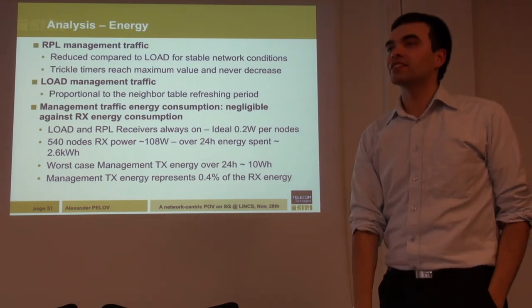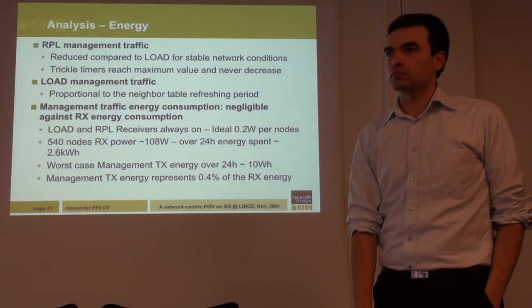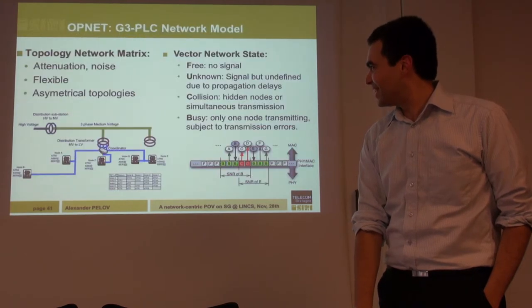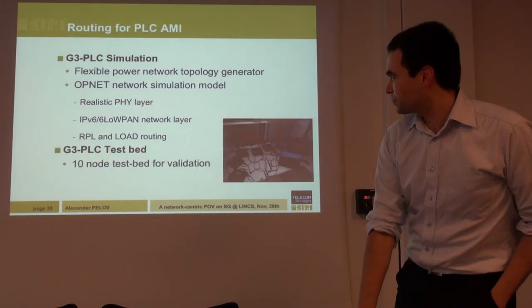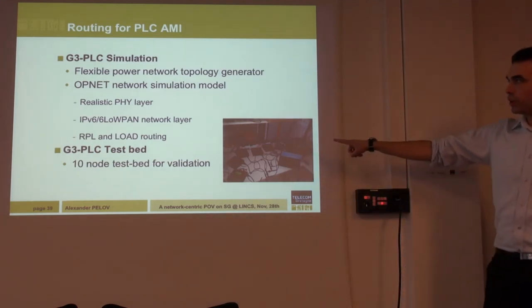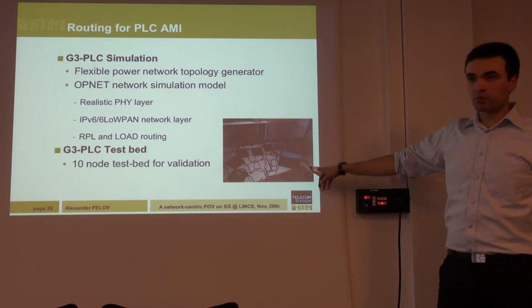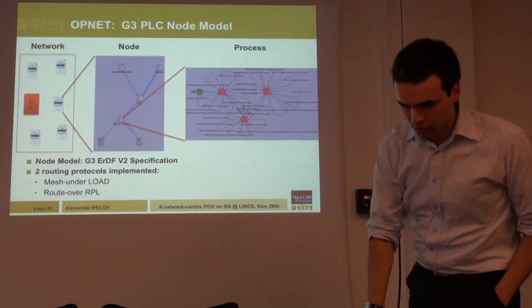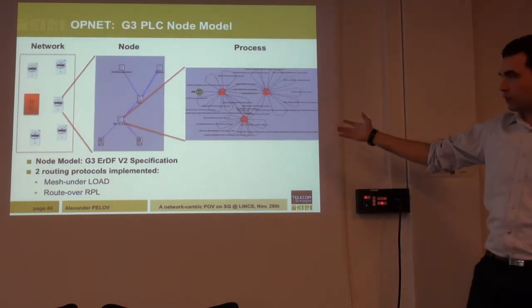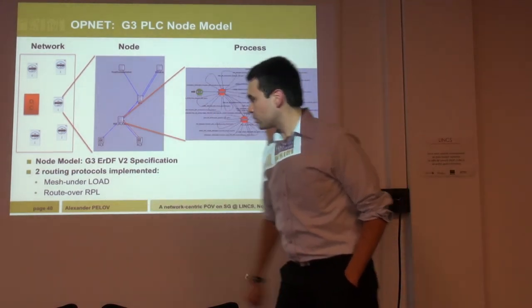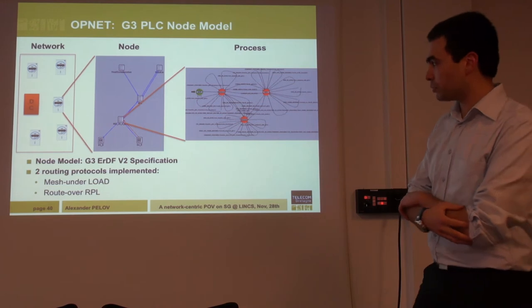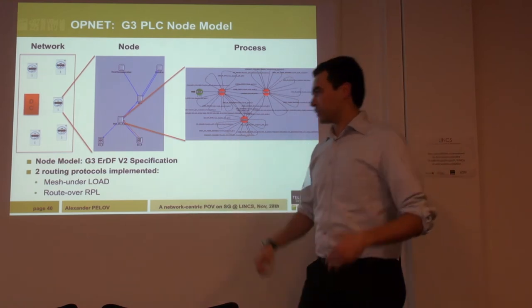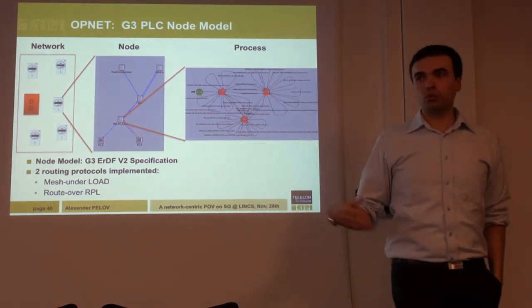Okay. And just a small question. You speak about routing by PLC, so it's not a star topology? So let me just... Okay, this is the thing we have. We have the simulator, and we have a testbed with 10 nodes, so basically 10 smart meters, in order to validate the results we have with the simulator. The simulator is based on OpNet, and we have two routing protocols, mesh under and route over, so LOAD and RPL. LOAD is the thing that is fixed in the standard, and we are interested from a more research point of view in how RPL performs against LOAD.